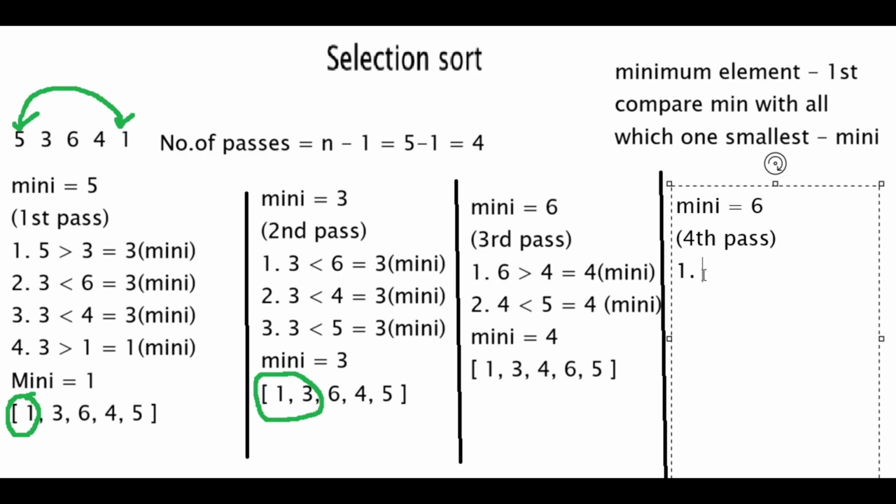Okay. At first iteration, we will compare that 6 with 5, and we will get what? 5 as the mini element. And why? Because 6 is greater than 5. That's all right. So what is our mini at last? It is 5, and the final output. Okay, this is the final output we got. That is nothing but 1 followed by 3 followed by 4 followed by 5 and 6.